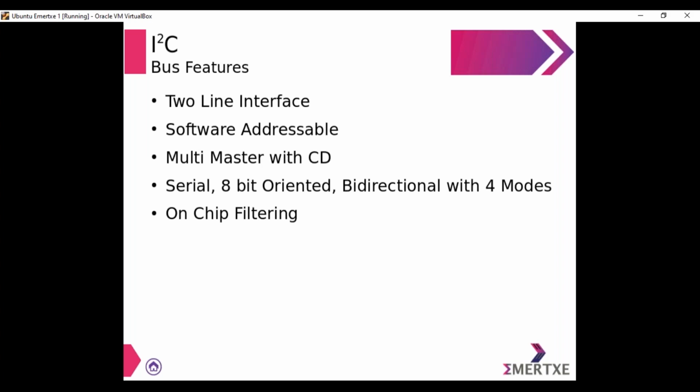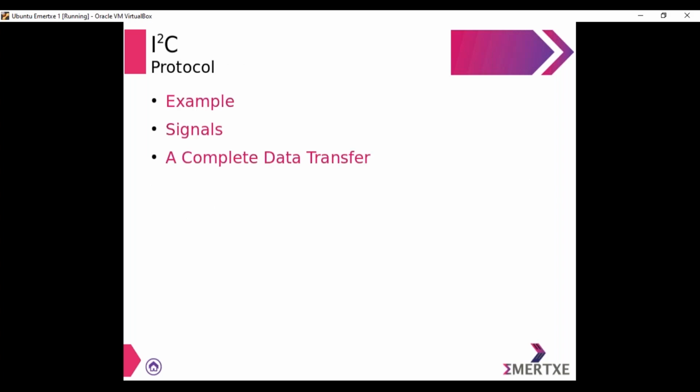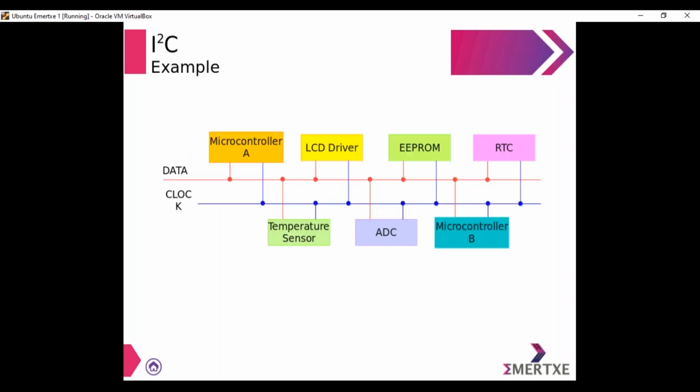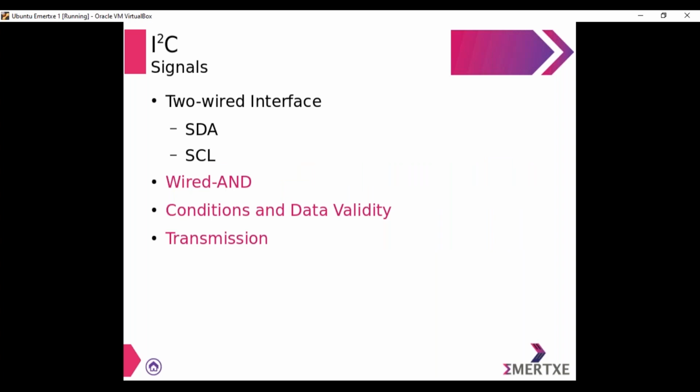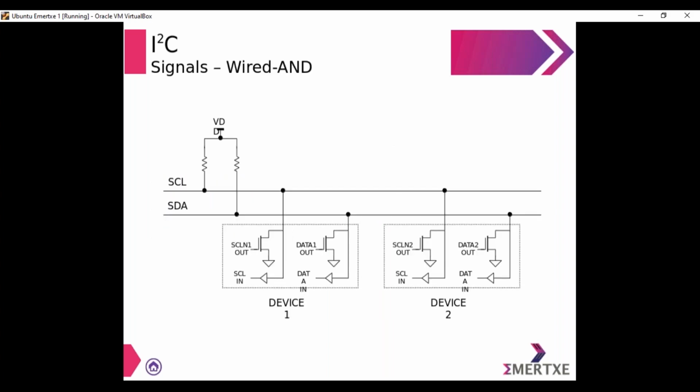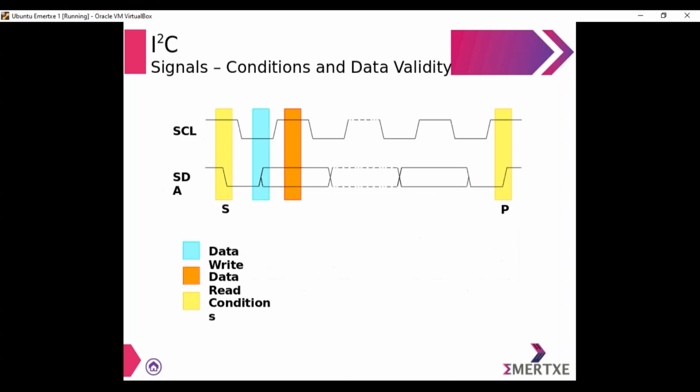And serial data transmission happens, and all the devices in the network generally are 8-bit oriented. So they are bidirectional with 4 different modes. And we have on-chip filtering also. Now coming to the I2C example, we saw multiple microcontrollers and multiple slaves being in the same network. We tried establishing the communication between one microcontroller and an ADC. So every line, whether it is a data line or a clock line, will have two wired interfacing. We are going to have the wired AND concept. Half of the part we achieve with the wiring concept, the other half with the AND.